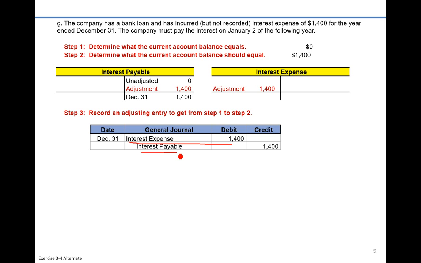Okay, so another set of hard problems for adjusting entries. Be sure you go back and take a look at these closely.